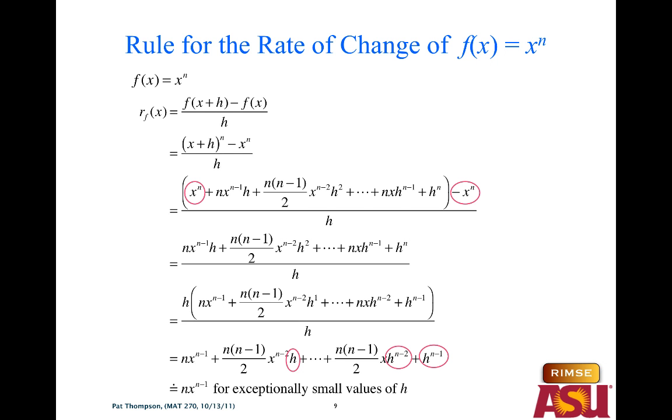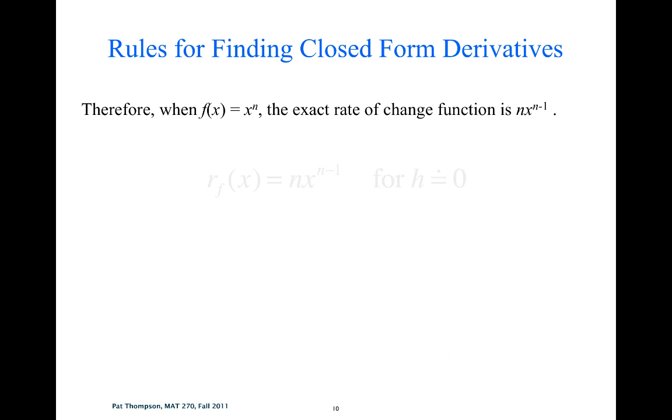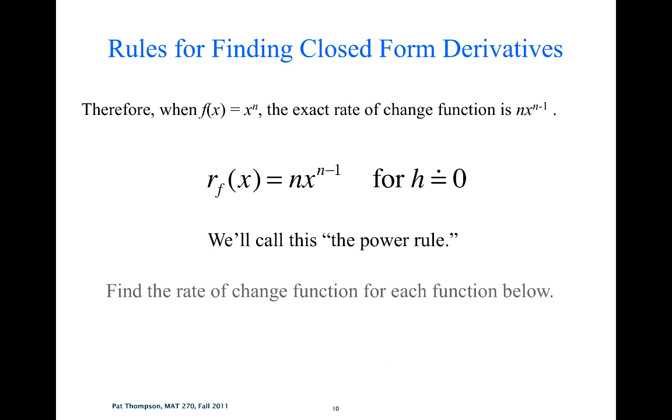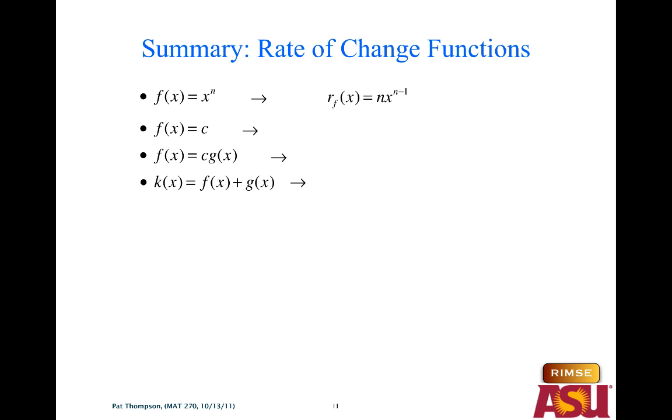So when the values of h are small, our rate of change of x to the n is nx to the n minus 1. You think about taking that exponent to follow this rule: take the n and move it down in front, and then reduce the exponent by 1. n x to the n minus 1. So that's the rule for the power rule. The power rule is n times x to the n minus 1.